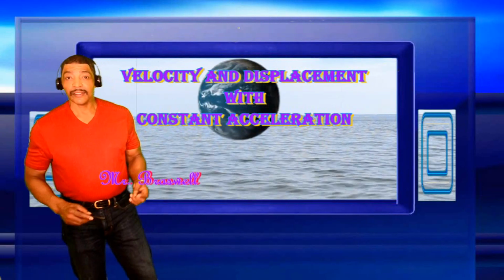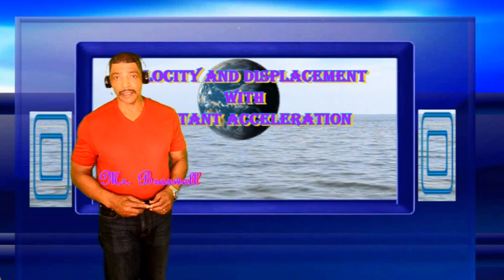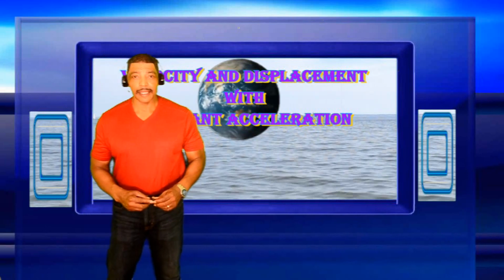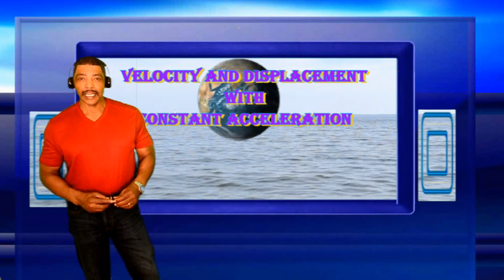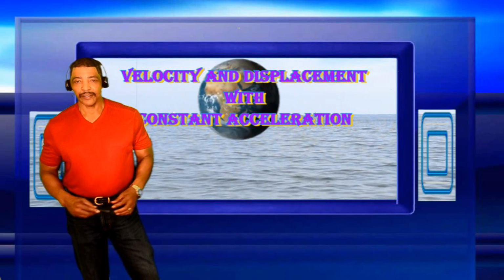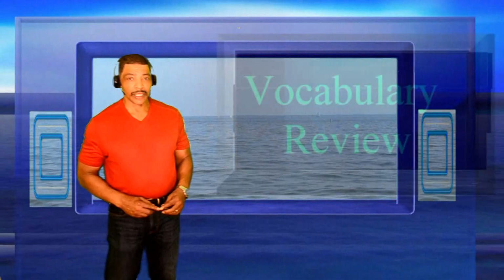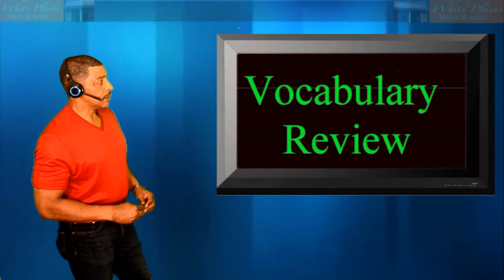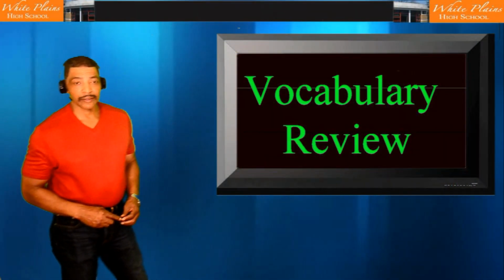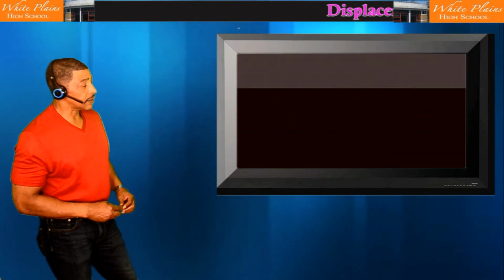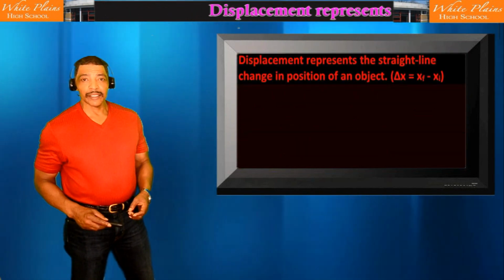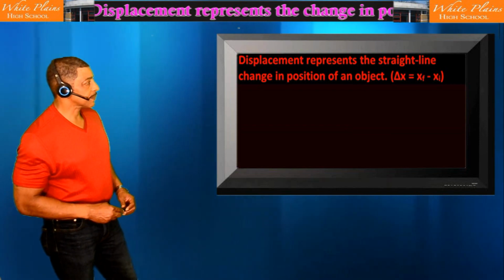After watching this lesson, you will be able to determine the displacement and the final velocity of an object that is moving with constant acceleration. Let's begin the lesson with a brief review. The term displacement, delta x, is equal to an object's final position minus its initial position.